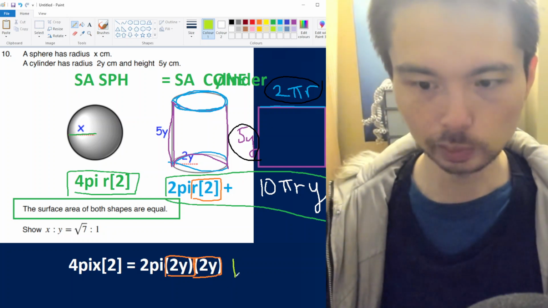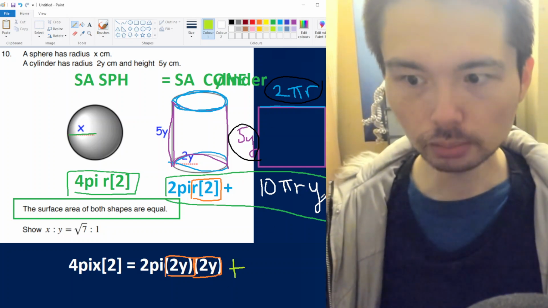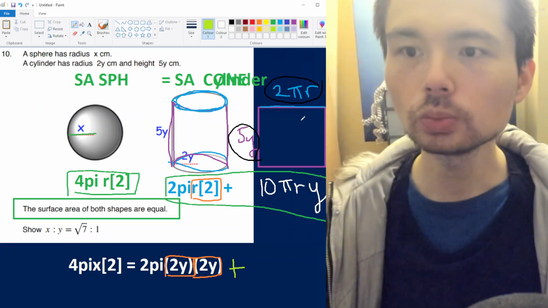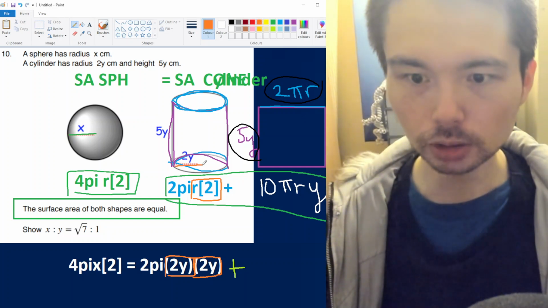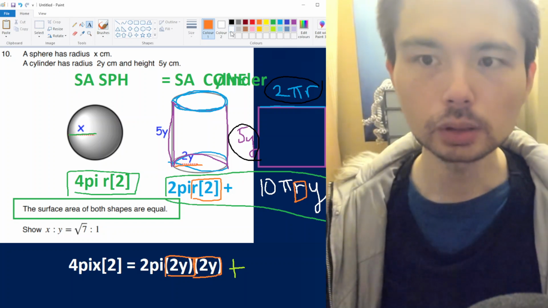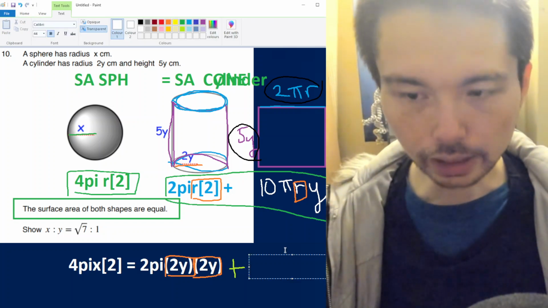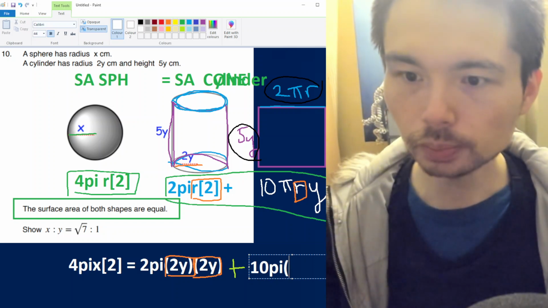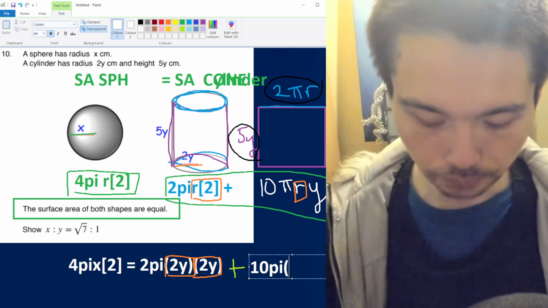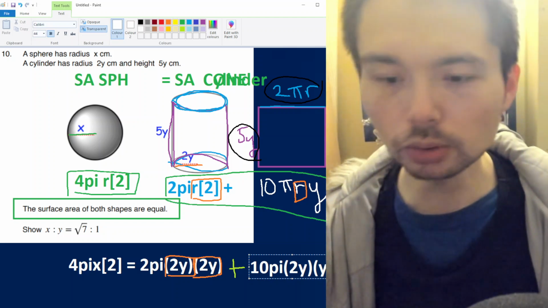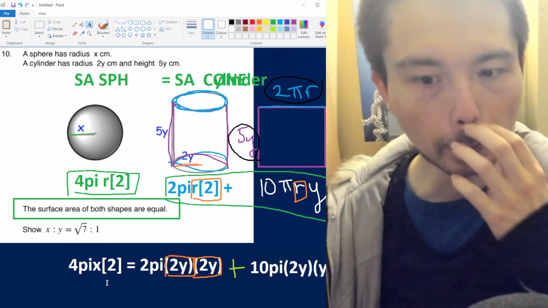Then we plus 10 pi r, and then y, well, y is still there, and then the r is 2y, because it's the radius of this. So I'm just going to insert that properly. Need to write out neatly 10 pi, and then r will be 2y, and then there's still y. Okay, let's simplify all this. All right, I need to hurry up. We're 4 minutes in. Come on, quicker.